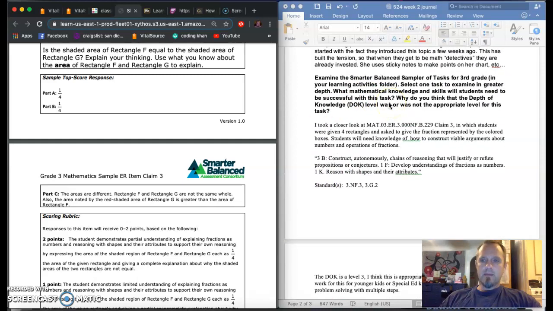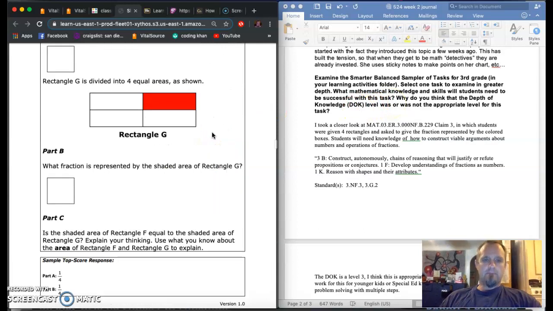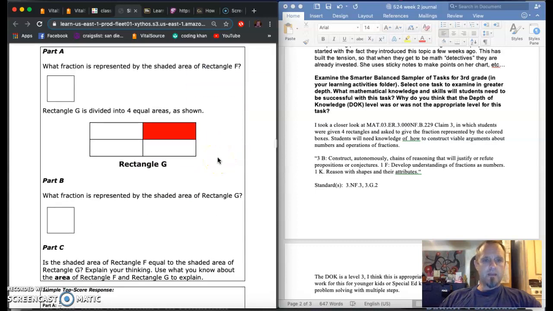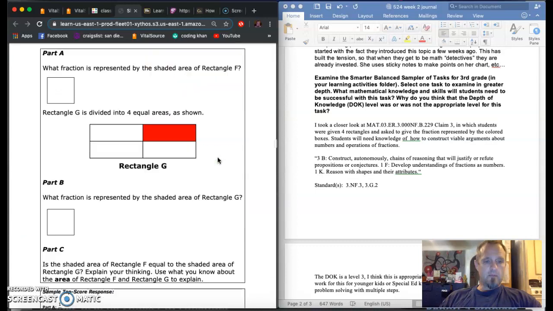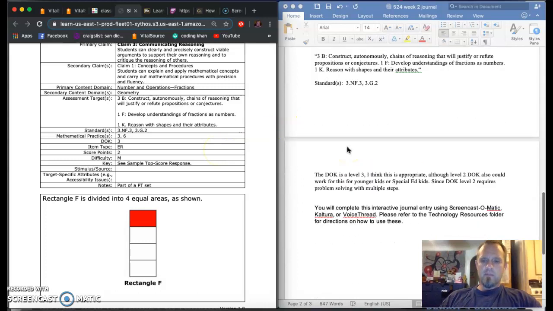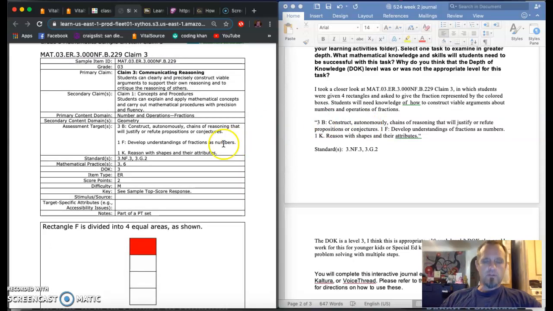So what do I think about the depth of knowledge level aspect of this? It says depth of knowledge is 3. That's what I believe, and I think that's great. I think that makes sense, but I also at the same time believe that the depth of knowledge level 3 really overlaps the level 2 in lots of ways.